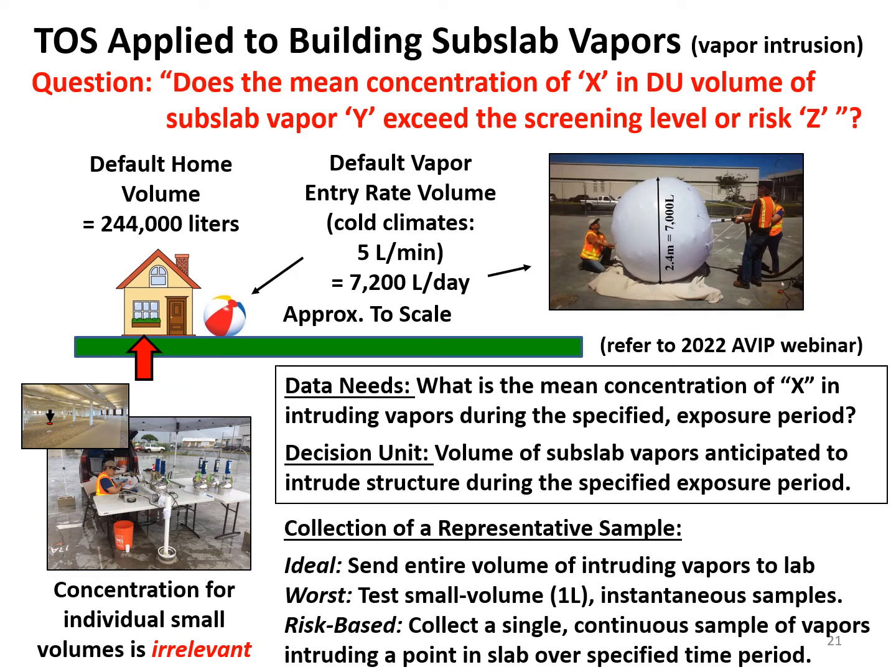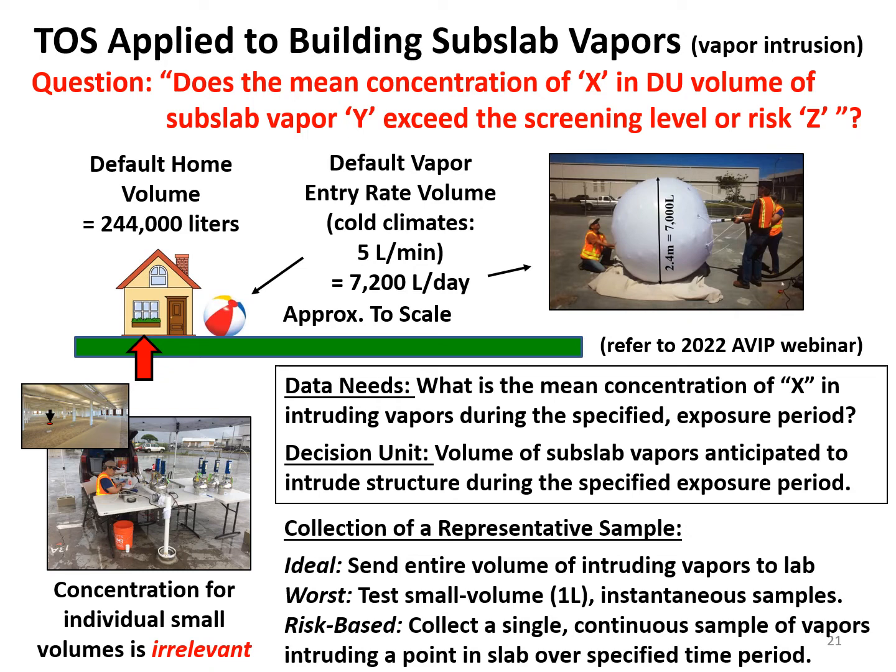Again, let's look at a 24-hour time period. That's about 7,200 liters of intruding vapors per day. You can see a weather balloon we have blown up here in a field study we did. It gives you an idea of 1 day's worth of vapor intrusion, of intruding vapors.